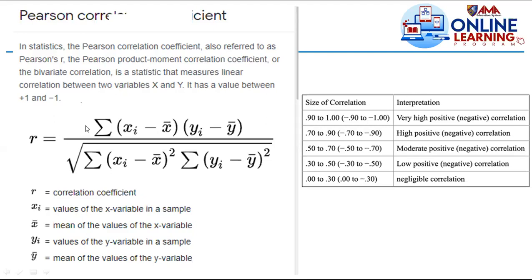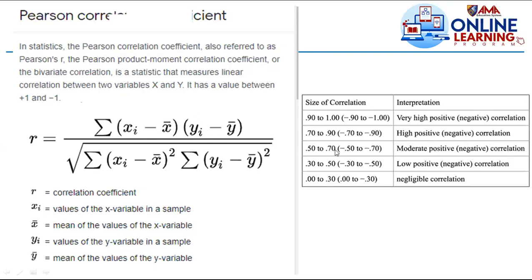Ito yun, no? How we're going to interpret the results because with this table, no? If your Pearson correlation is 0.90 to 1 or 90% to 100%, pag positive po siya, very high positive correlation, which means they are directly proportional. Pero pag lumabas is negative 0.90 to 1.0, that is very high negative correlation. Okay? From 70 to 90, high positive. Pag negative po naman siya, negative 70 to 90, high negative correlation.